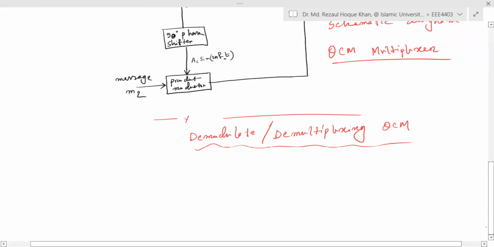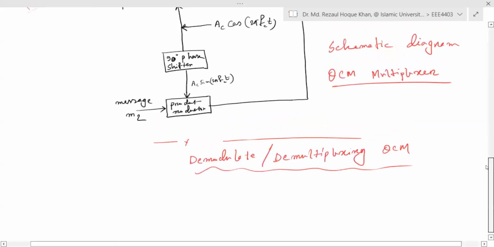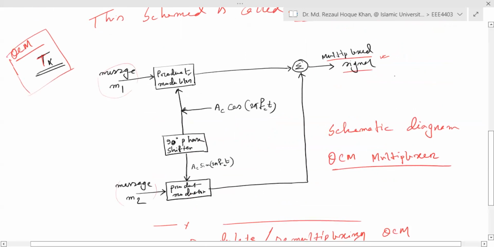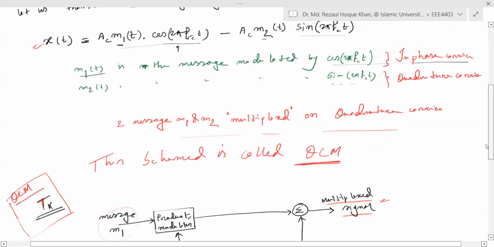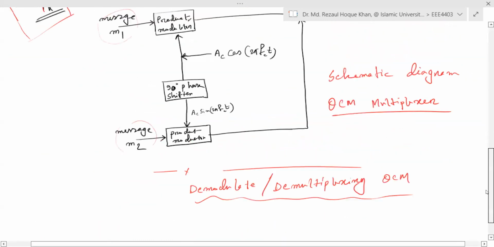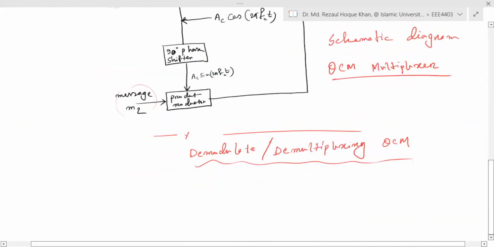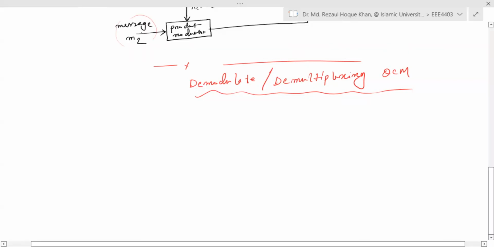So while demultiplexing, we receive this multiplexed signal, where we have both message signals, message 1 and message 2, multiplexed with in phase and quadrature phase carriers. This one is x(t). So we receive the x(t) signal here. Now we receive the signal x(t), and we demodulate it by one of the carriers.